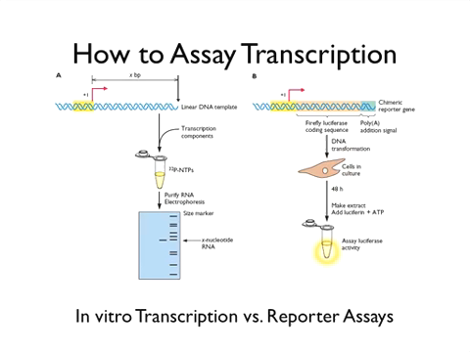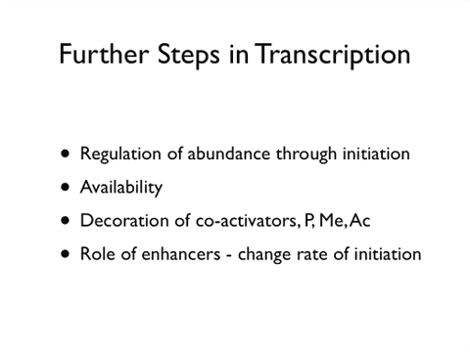It's an indirect measure because you're not measuring the RNA. Some transcripts are more efficiently translated than others. Well, there are other steps in transcription that are important. Regulation of abundance can be through initiation. It can also be through the half-life of a message. And mostly it's through things that we really don't understand. It could be through the availability of the template, the promoter that's used to drive transcription.